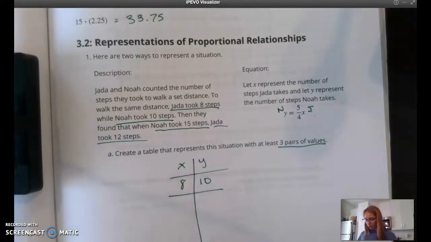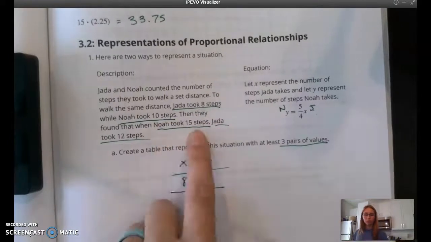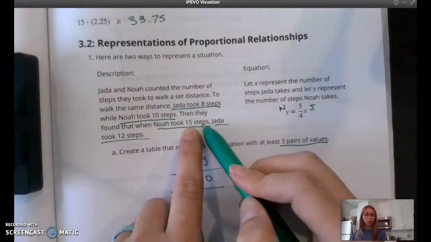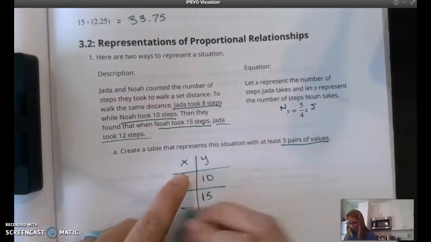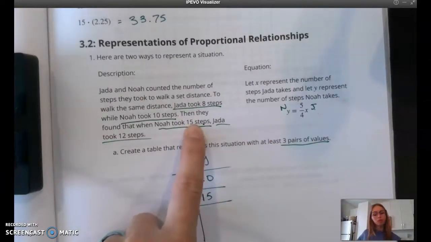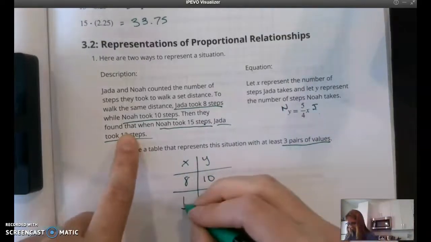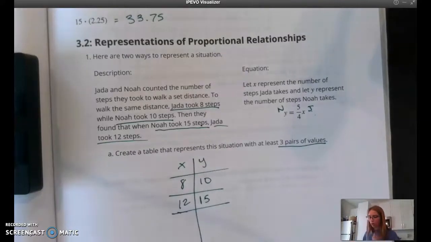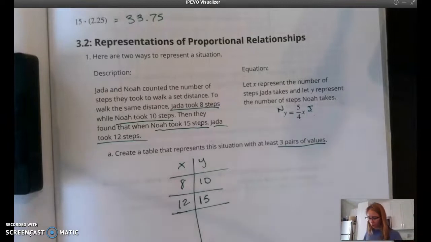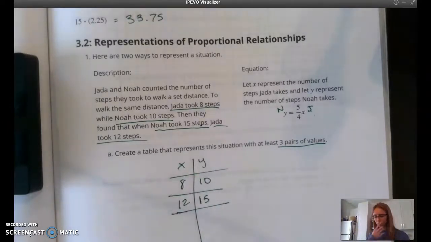Alright, now a second pair value would be down here. So Noah took 15 steps, so Noah is y. And when he took 15 steps, Jada only took 12. Alright, so now what we need to do is find a new set of numbers for that last pair of values, okay? So we can do that by using our constant of proportionality.